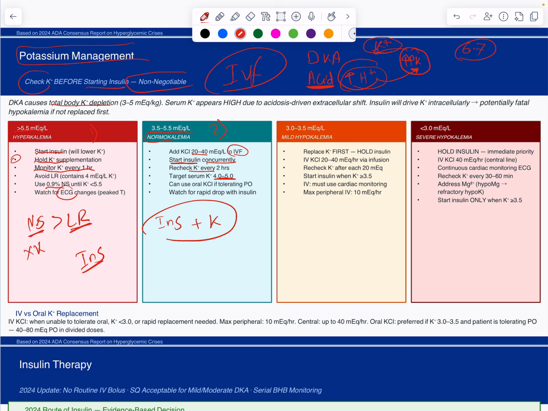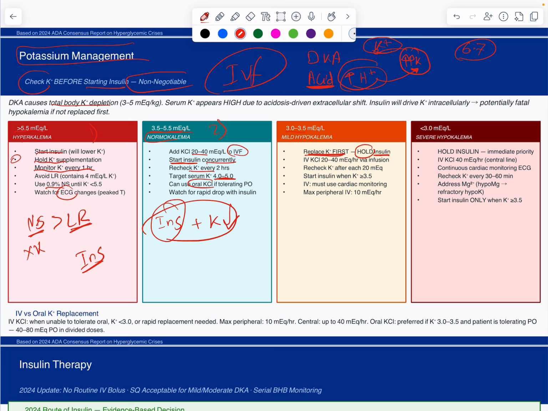You don't have to give IV potassium. If the patient is tolerating oral diet, you can just give oral potassium. And again, even if the potassium now is normal, you are giving insulin, so the potassium will drop, so keep monitoring for that. The third scenario, you check the potassium and it's between 3 to 3.5. So this is hypokalemia, but it's mild hypokalemia. In this case, we will hold on insulin and replete the potassium first.